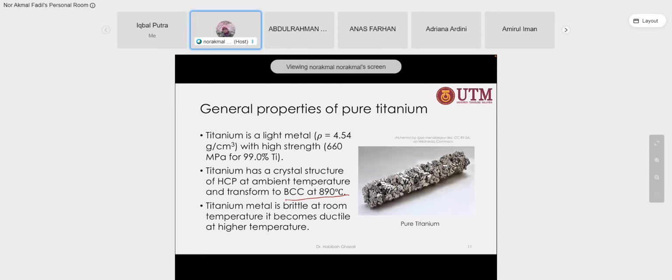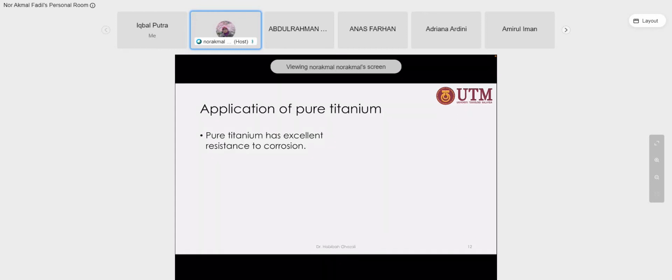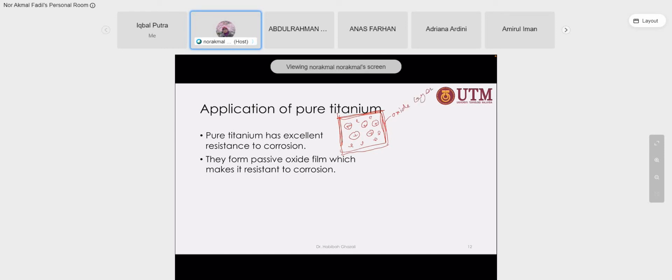Okay, so this is the physical appearance of pure titanium. Titanium has excellent resistance to corrosion. It forms a passive oxide film which makes it resistant to corrosion. Remember, metal will always react because it has an electron sea that moves freely inside the metal. On the surface we have the positive charge of the metal atoms and the free electrons. The electrons will easily react with the environment, forming an oxide layer. If it is iron, the oxide layer is iron oxide. If it is titanium, the oxide layer is titanium oxide.